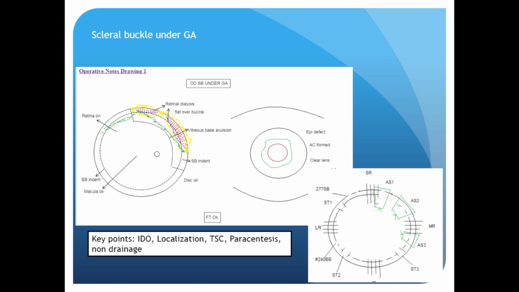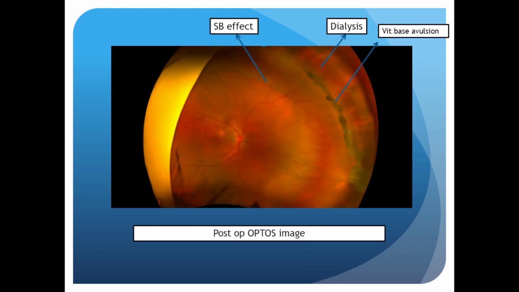Localization is important, and then the cryo is quite important to seal all the break area or the dialysis area. Paracentesis is also important to stabilize the IOP for the patient, and it was a non-drainage type of scleral buckling. We can drain also depending upon the situation of the RD.